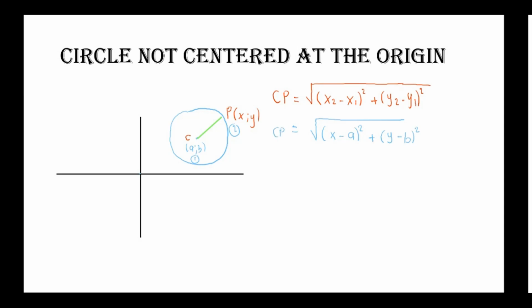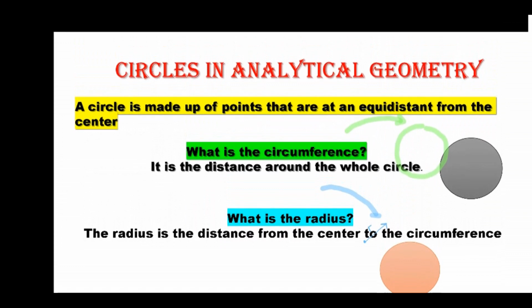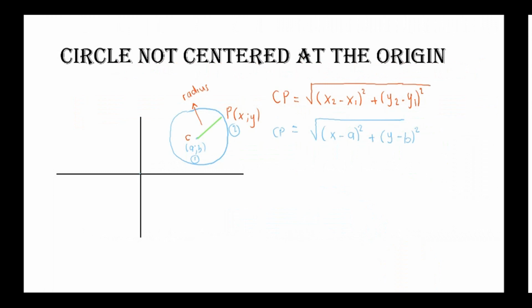So what do we know about CP? CP is also the radius of our circle. And why is it the radius? We defined the radius as the distance from the center to the circumference of our circle. So our CP is the radius of our circle, which is r, which is equal to the square root of (x minus a) all squared plus (y minus b) all squared.